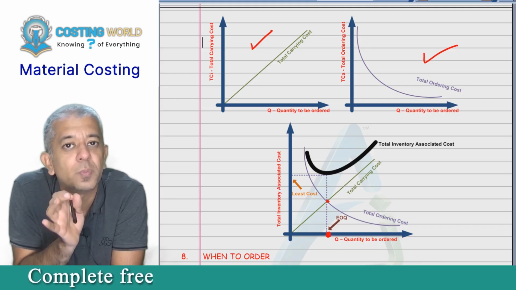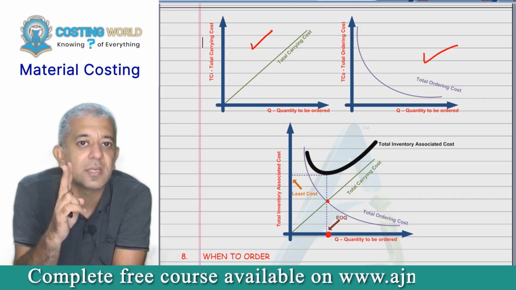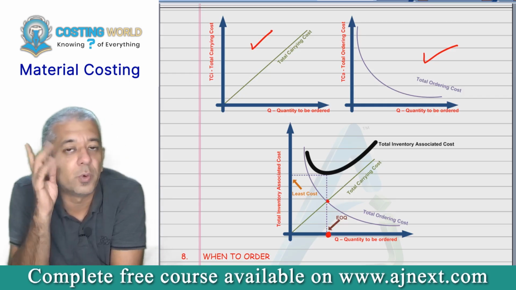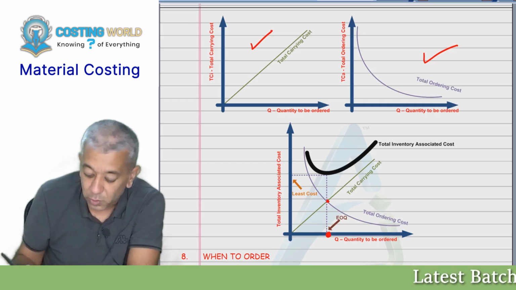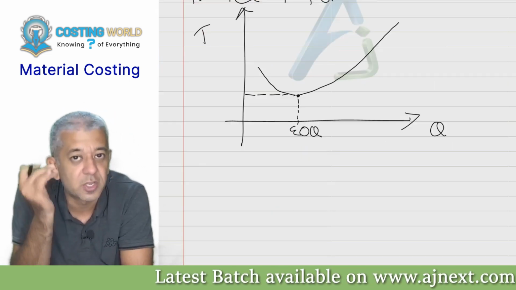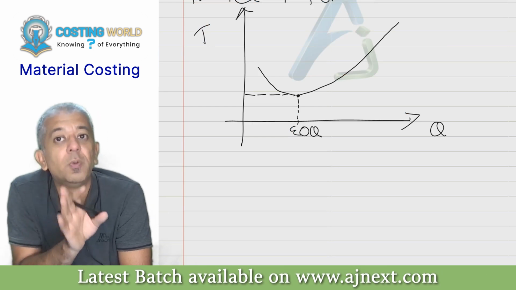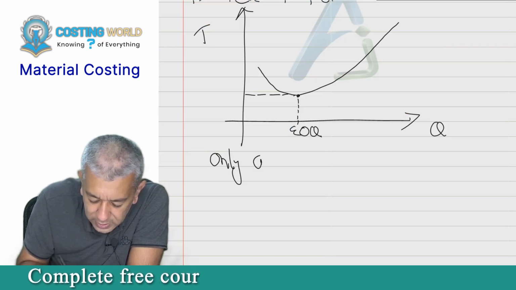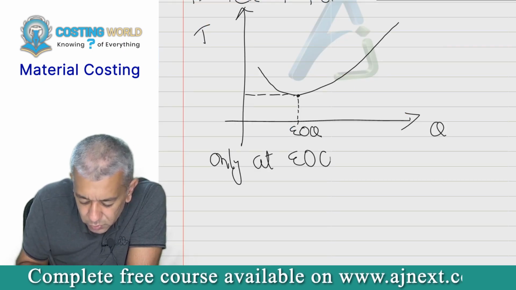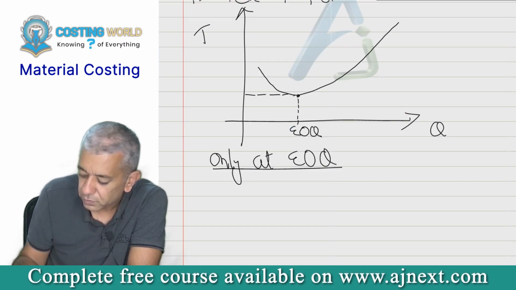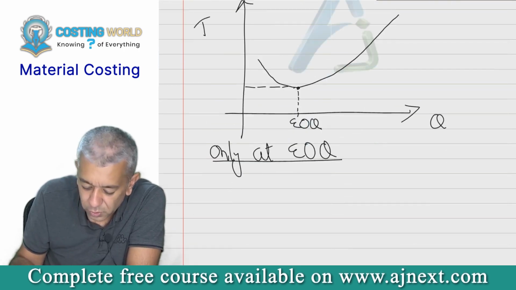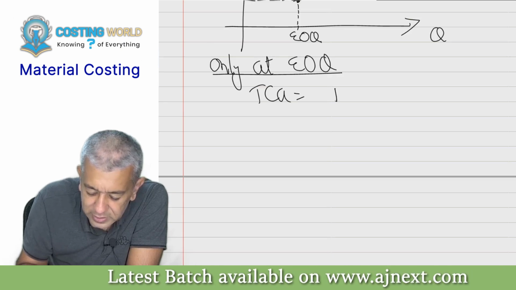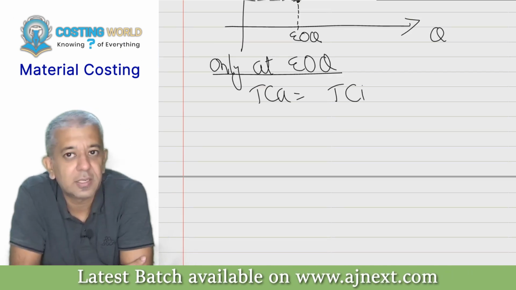And which are those two costs? TCA and TCI. These two costs will never ever be same at any other point. They will be only same at EOQ. We are using this as a conclusion to derive the formula of EOQ. So therefore, on the next line you all write down: only at EOQ, TCA is equal to TCI.